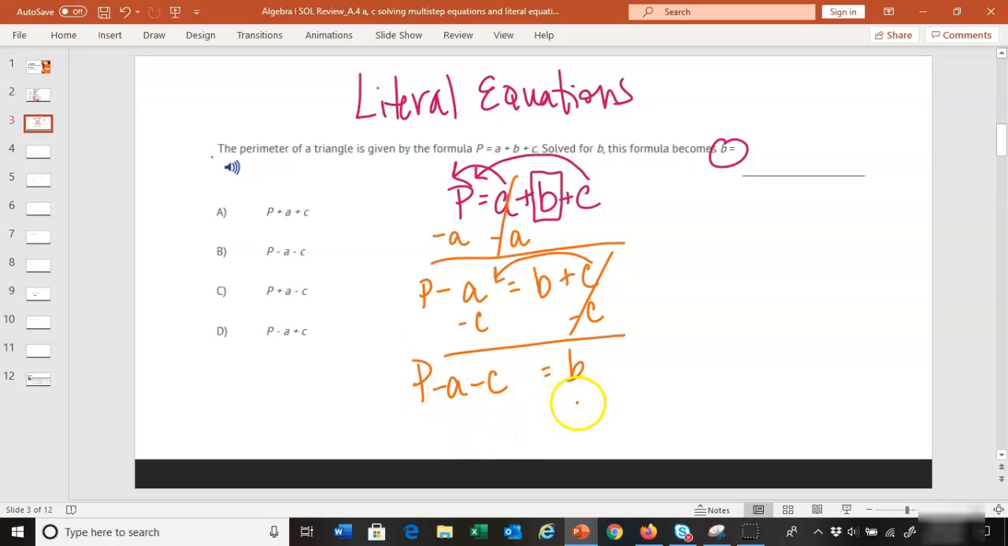Now, it's okay that our b is on the right-hand side. You could always just rewrite it, right? And so we find that P minus a minus c is b. All these letters. So the whole deal with literal equations is you're just moving things around and rearranging those letters.